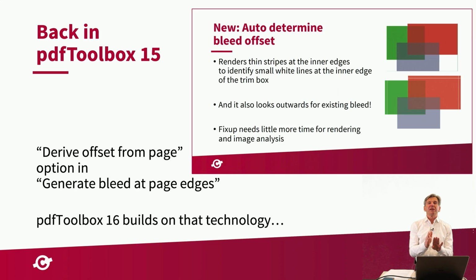And it also works the other way around. So if there is some bleed, but not sufficient bleed, it also detects the existing bleed and then starts bleed generation where the existing bleed ends. Of course, if somebody would look at the page and do that manually, that person could identify where the proper edge is for bleed generation, but in an automated process, you don't have that person. The engine should identify what offset to use, and that was happening in pdfToolbox 15 already.